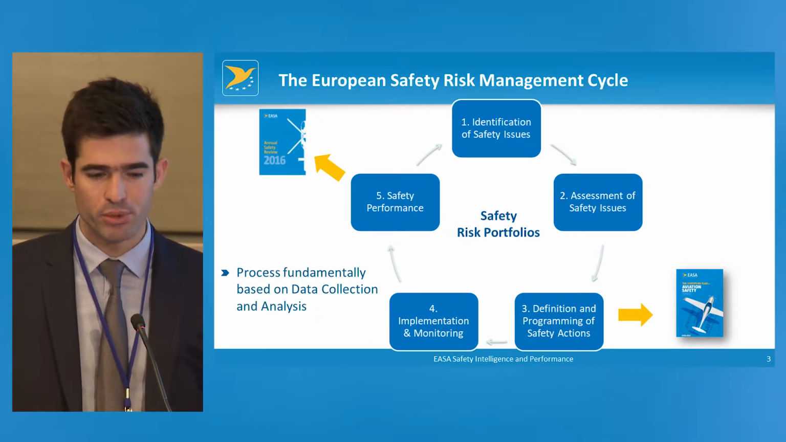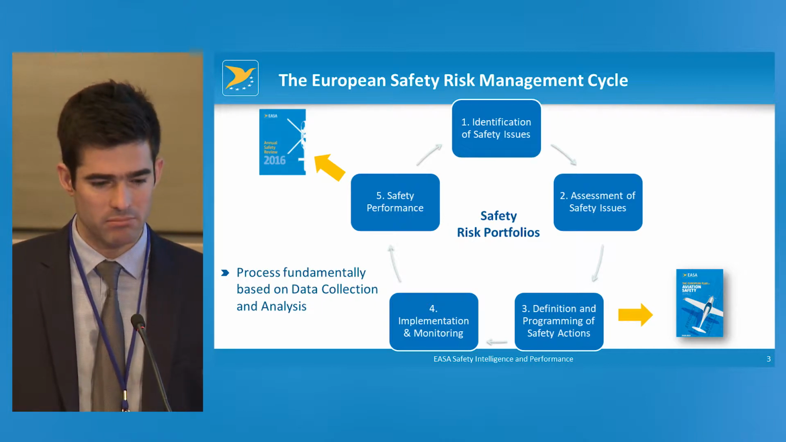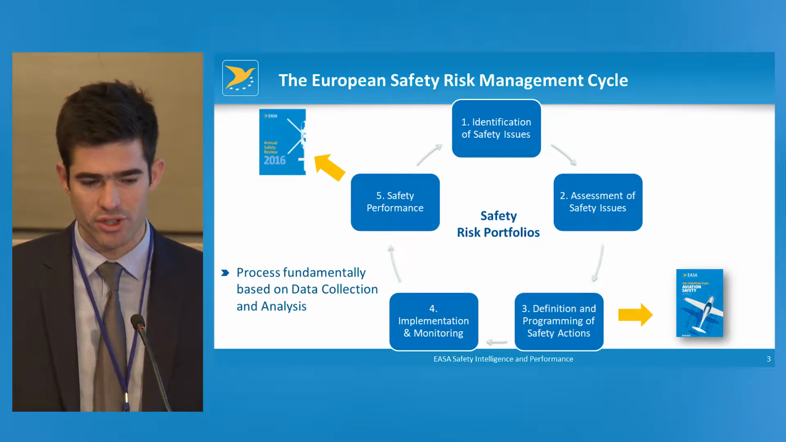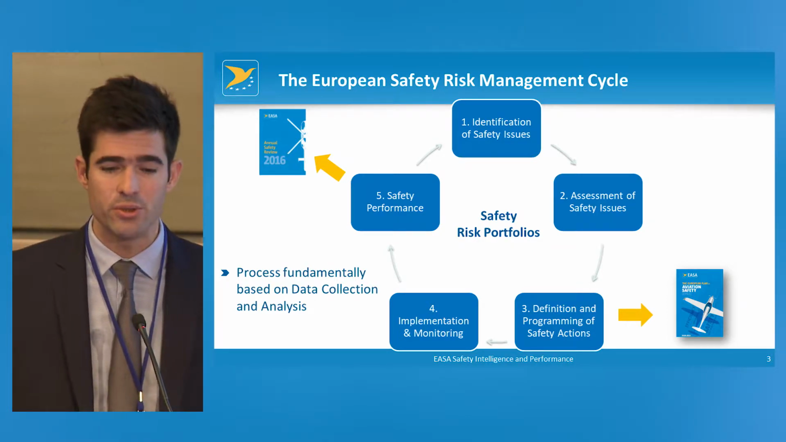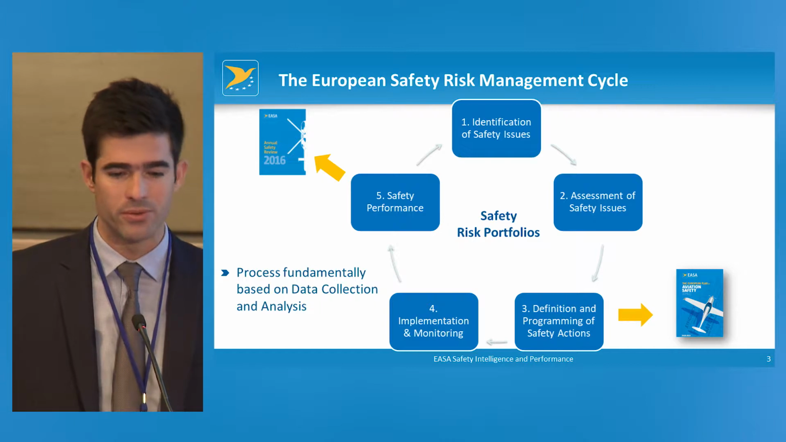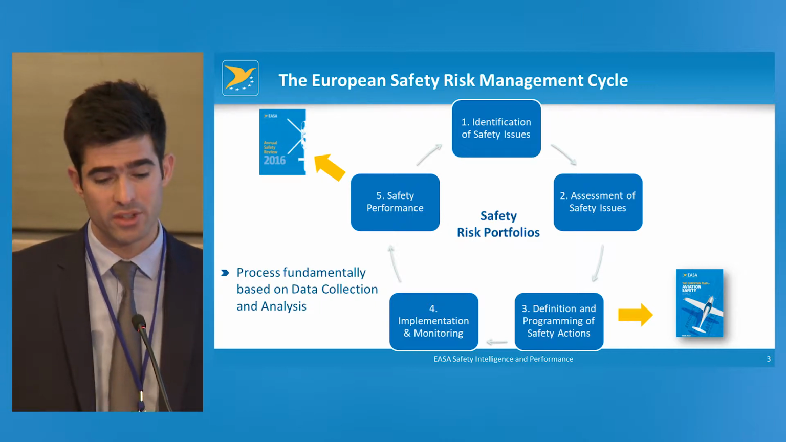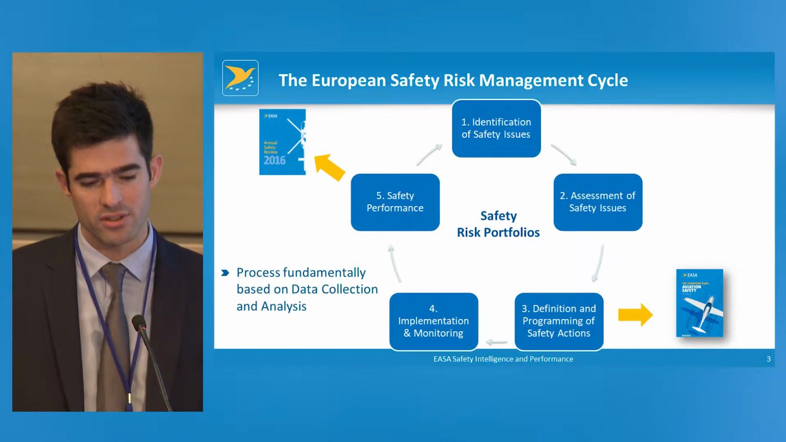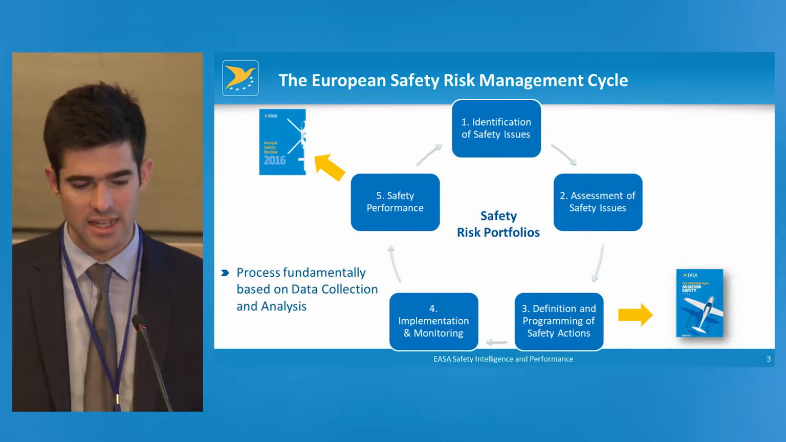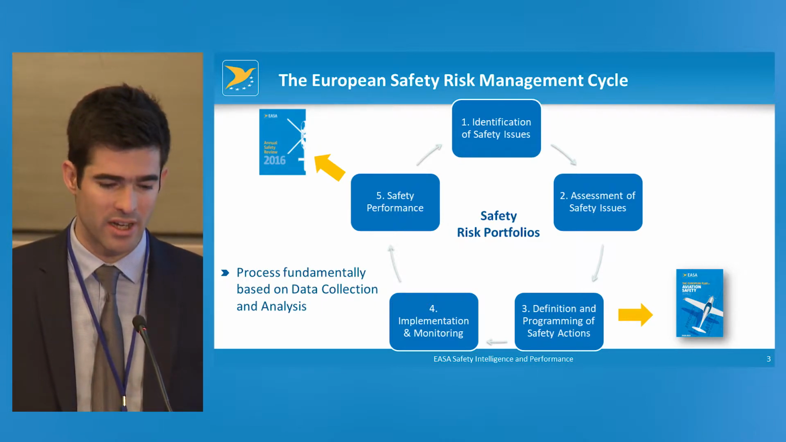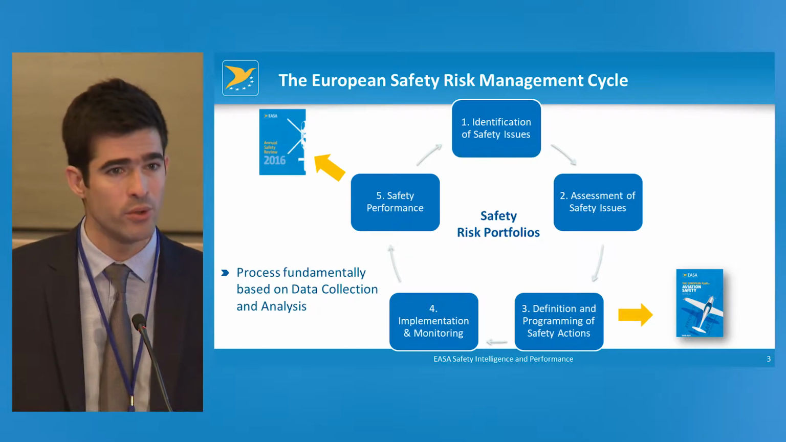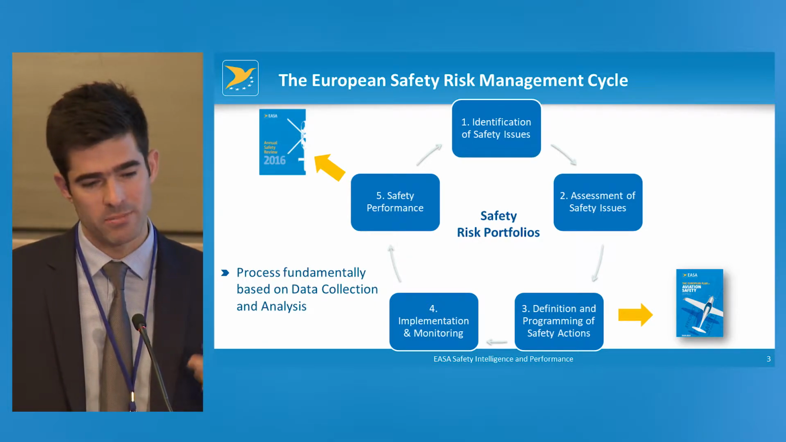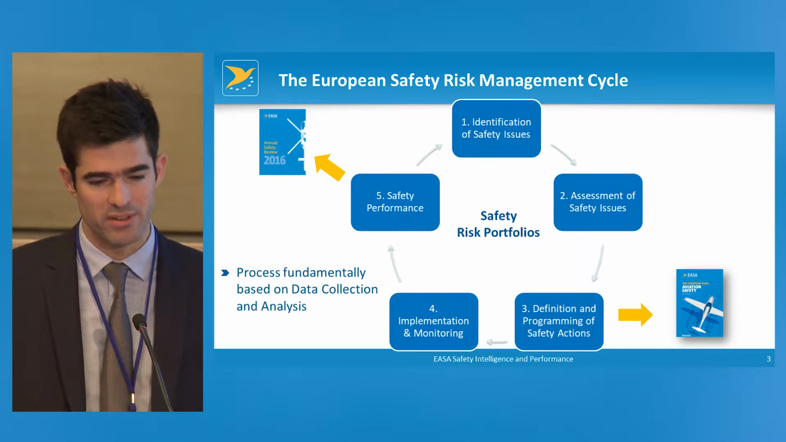In terms of process, it can be modeled in a cycle with 5 steps. The first one is identification of the safety issues. The second is the assessment of those identified safety issues. The third step is more about mitigation, so definition and programming of safety actions. Fourth, implementation and monitoring of those actions. And the fifth step is measurement of the performance. I think this is nothing new for you, but I want to explain how Data for Safety blends with this process.